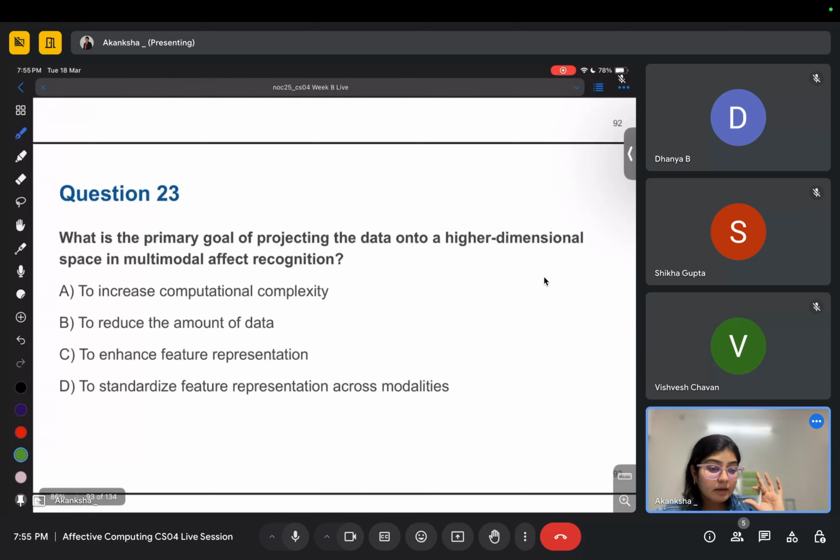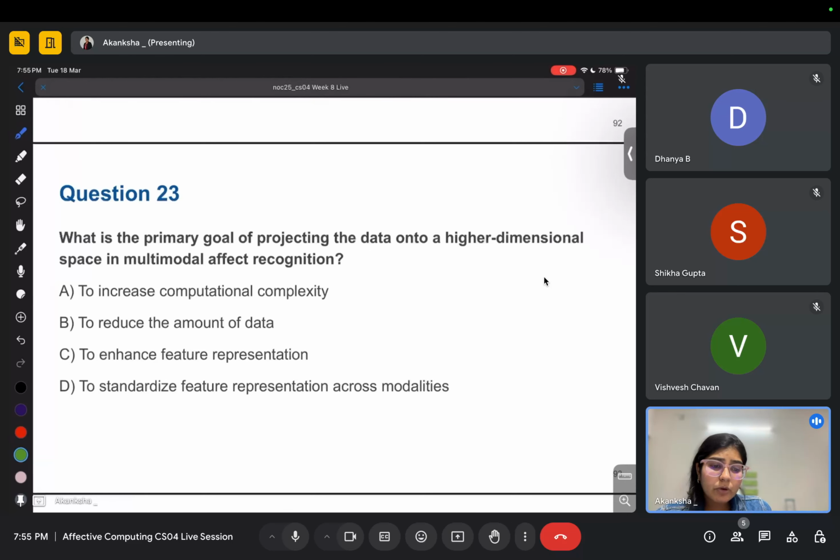Okay, a slightly different question. What is the primary goal of projecting the data into a higher dimensional space in multimodal affect recognition? The question is about multimodal affect recognition, but it is valid for many things, a very generic question. Why do we even want to transform our data into higher dimensional data?